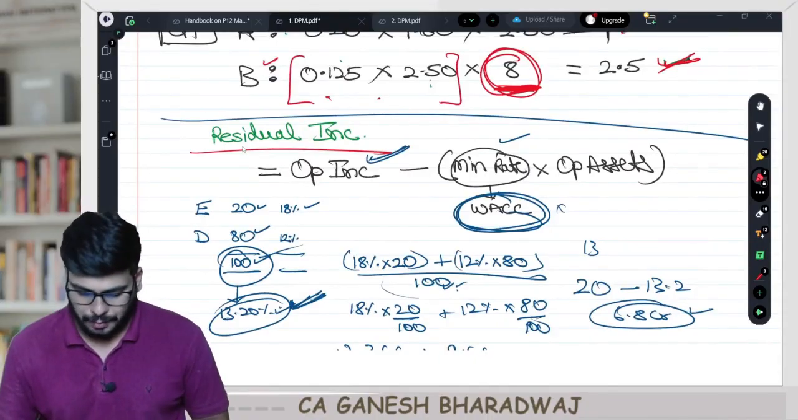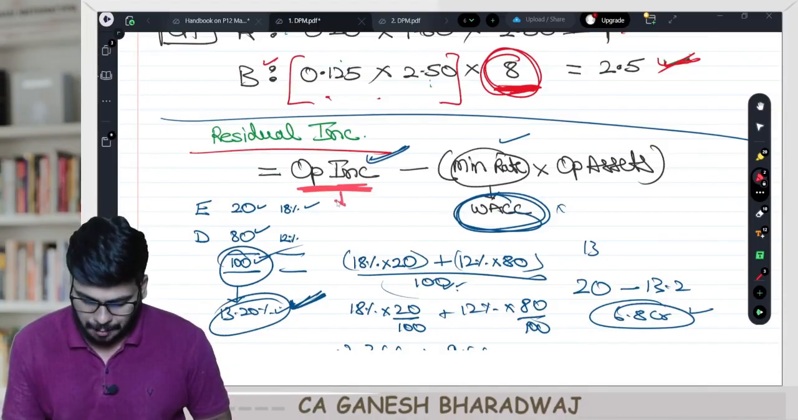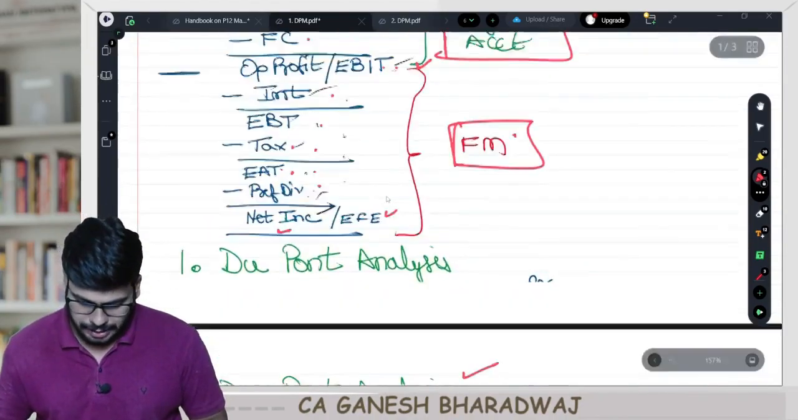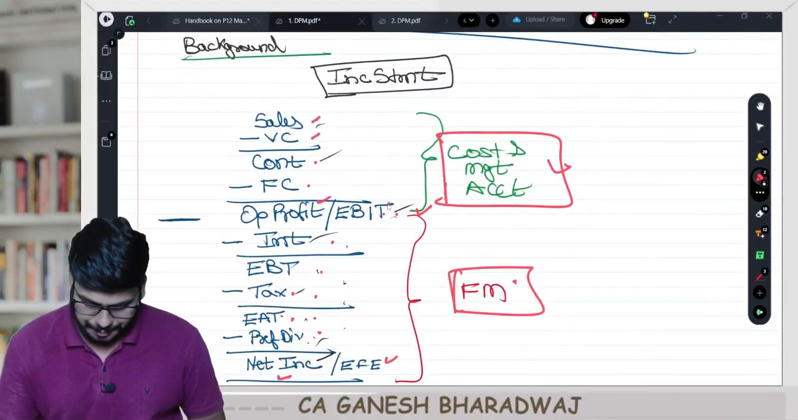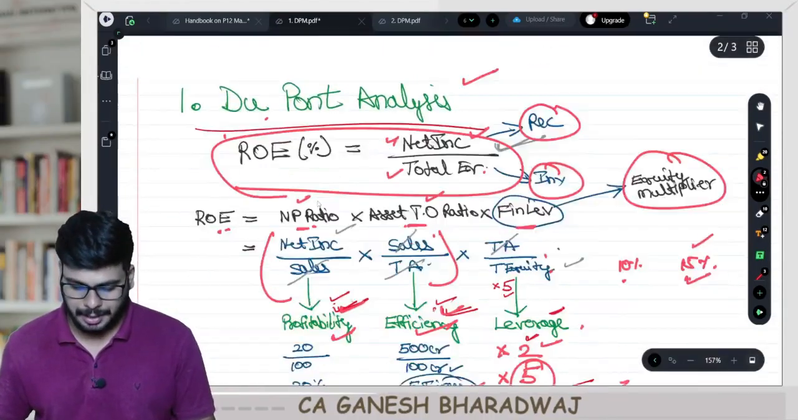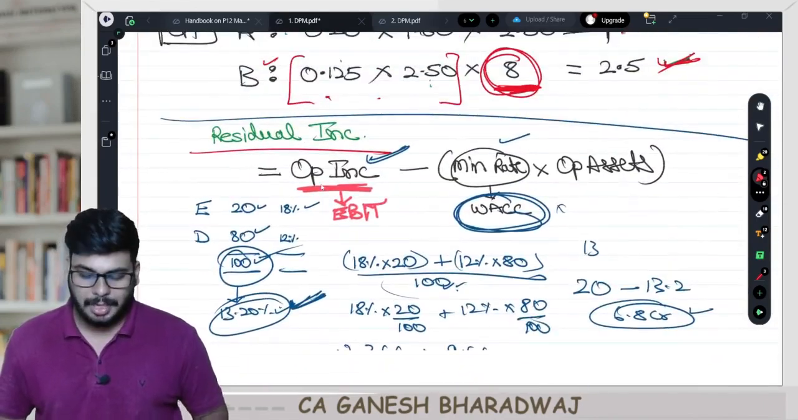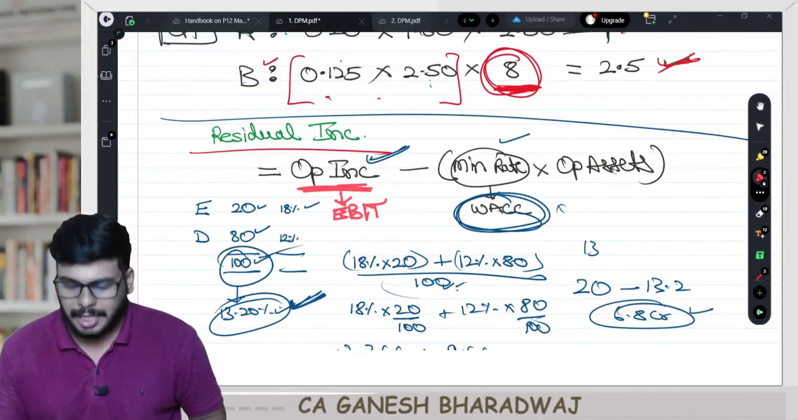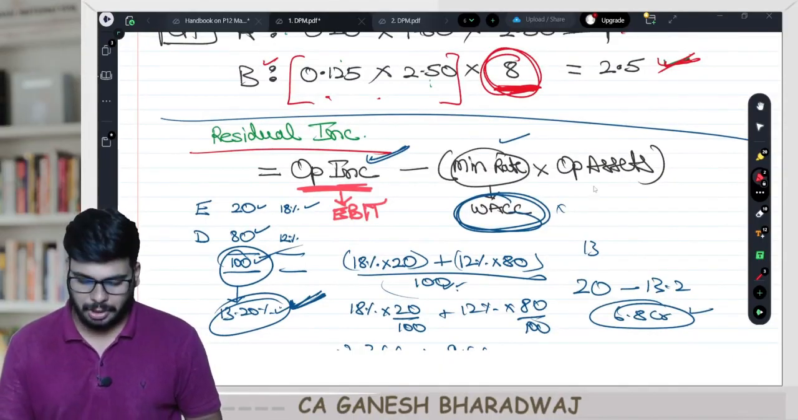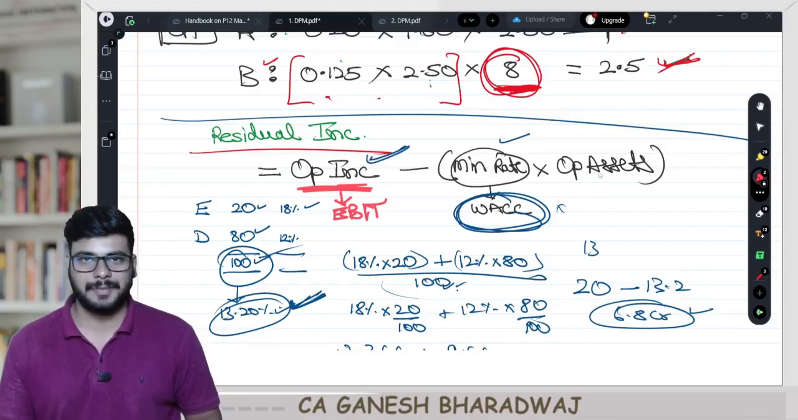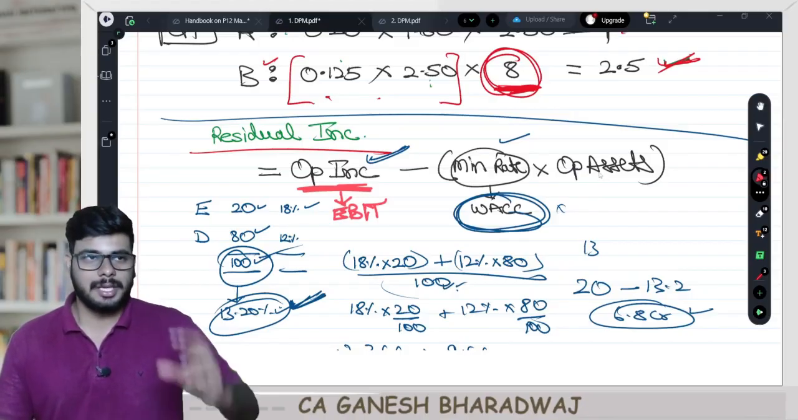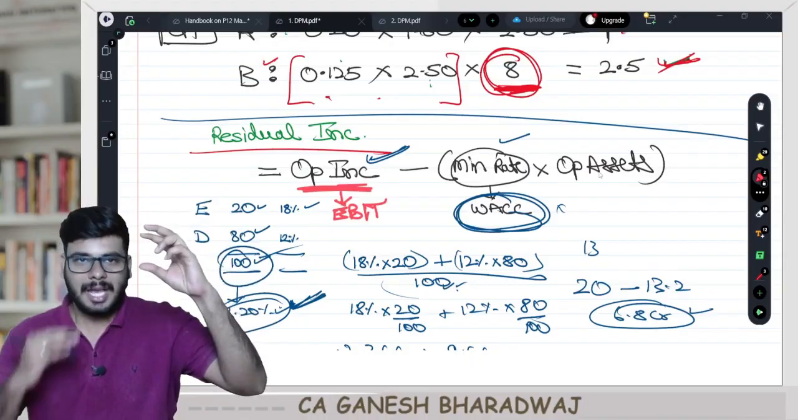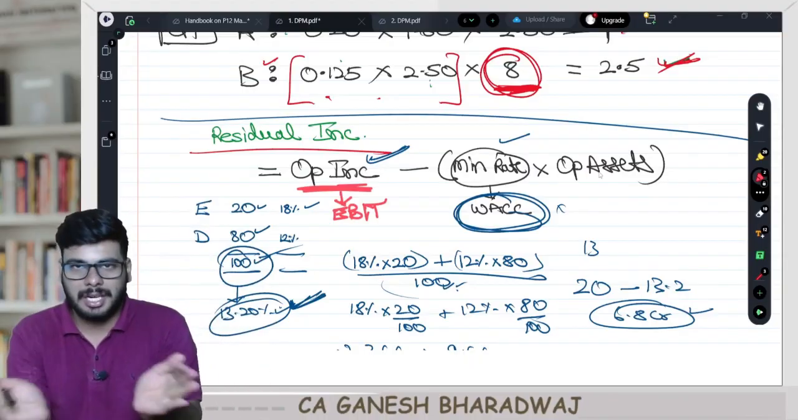What do you mean by residual income? This is the formula given. Residual income means operating income. Operating income is nothing but EBIT. Correct? We just saw here in the statement, your operating profit is nothing but EBIT, right? Operating income minus the minimum rate of return into operating assets. Or in other words, residual income means the income earned in excess of the minimum income required to be earned.